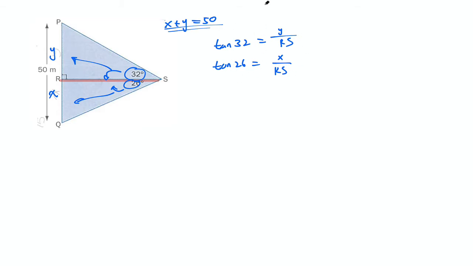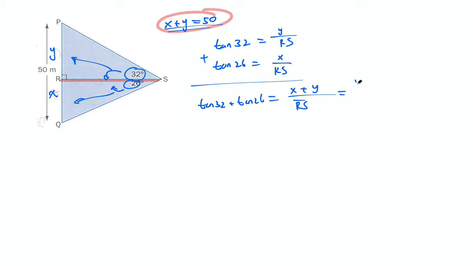Now why is this important? Well, if I add these two equations together, I get tangent of 32 plus tangent of 26 is equal to, they have the same denominator, so I get X plus Y over RS. But we know that X plus Y is 50, so this just becomes 50 over RS.